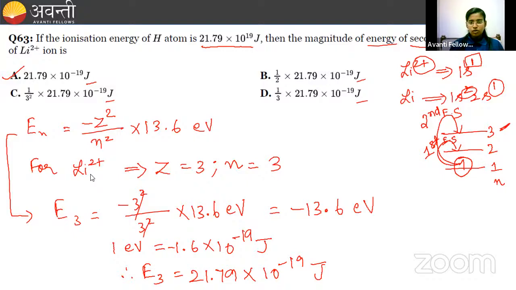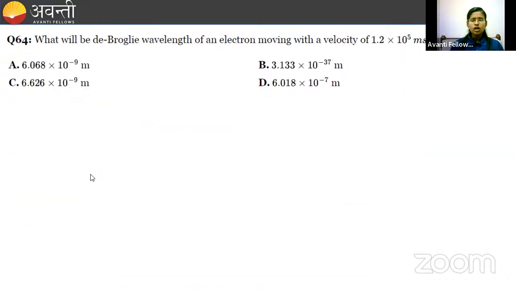So we just have to take this formula and apply the given terms as required. Got it? Now moving on to question number 64. What will be the de Broglie wavelength of an electron moving with the velocity of 1.2 into 10 to the power 5 meter per second?